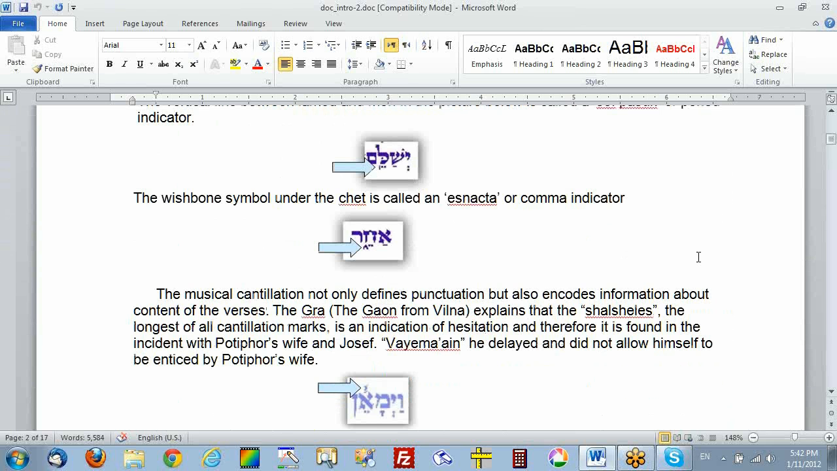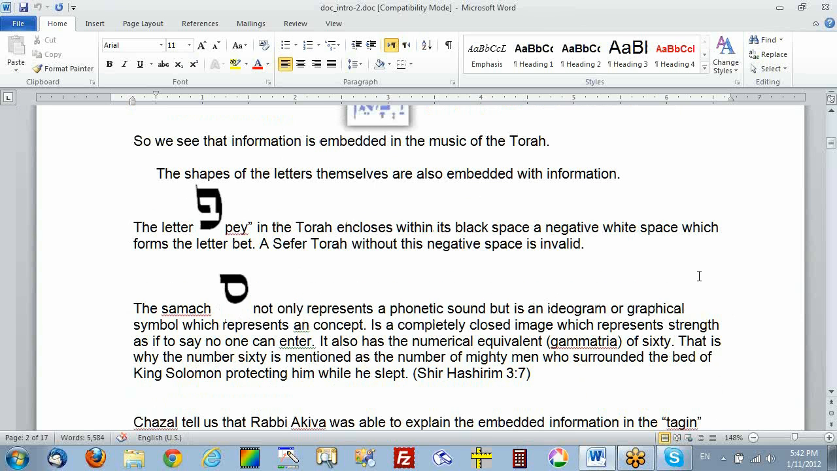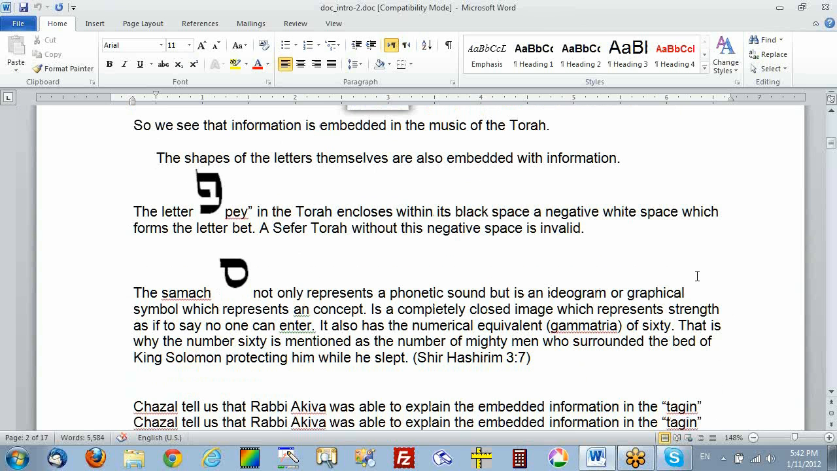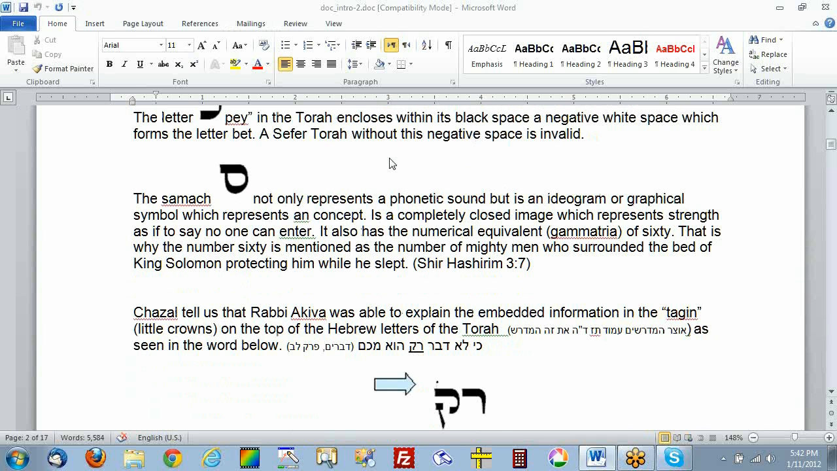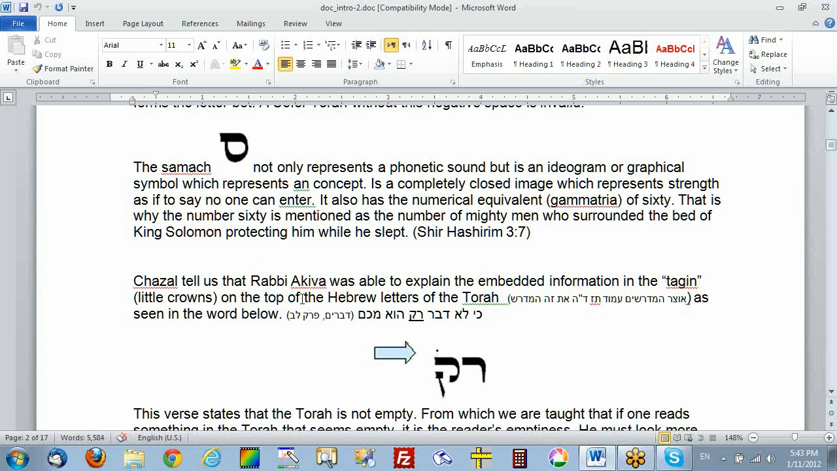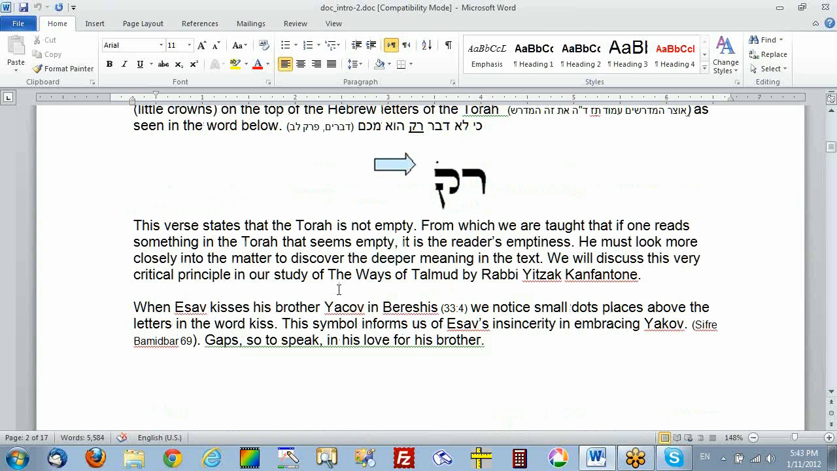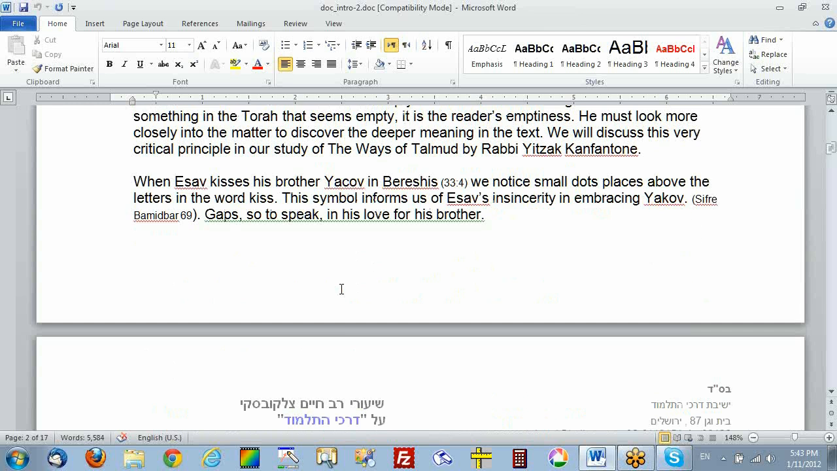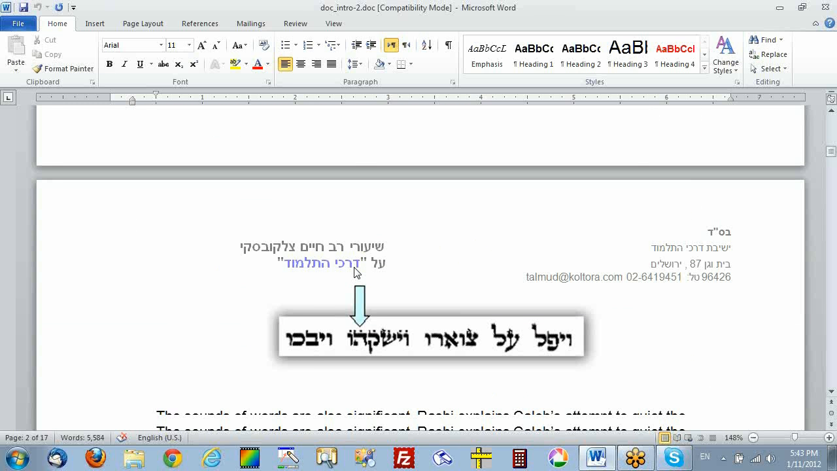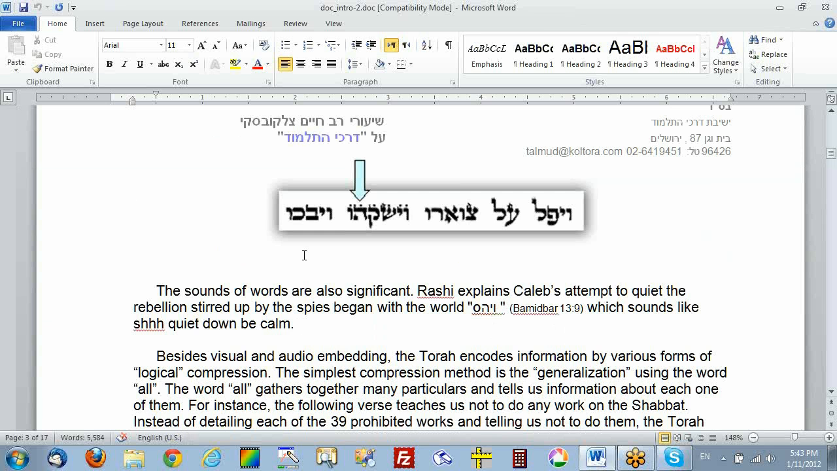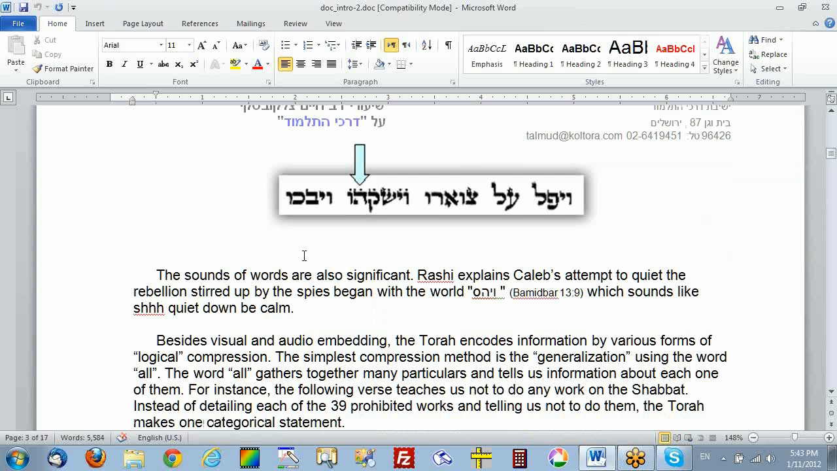And we said there's even visual indicators in the Torah, like the letter Pei has to have inside it the letter Bet, or the letter Samech, the letter of strength, has a numerical value of 60, which is said in Shir HaShirim, that 60 men encircled the bed of Shlomo, which means that there's also a mathematical aspect to the Torah. Then we said that Rabbi Akiva even could derive things from these little crowns on the top of the Torah, which is another visual method, or the little dots on the top when you look at the Sefer Torah itself, to convey messages.